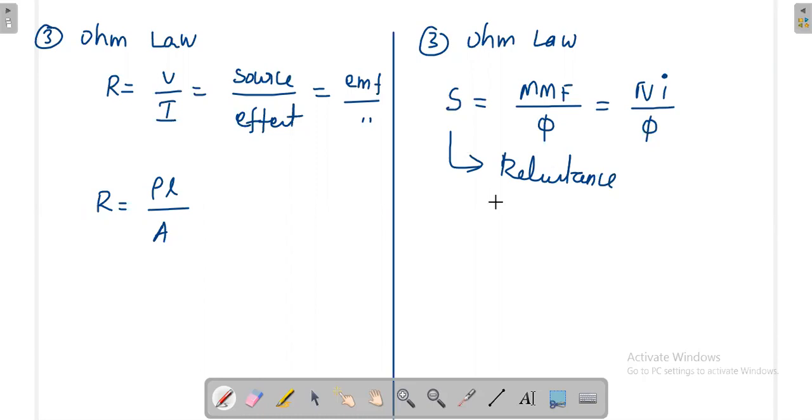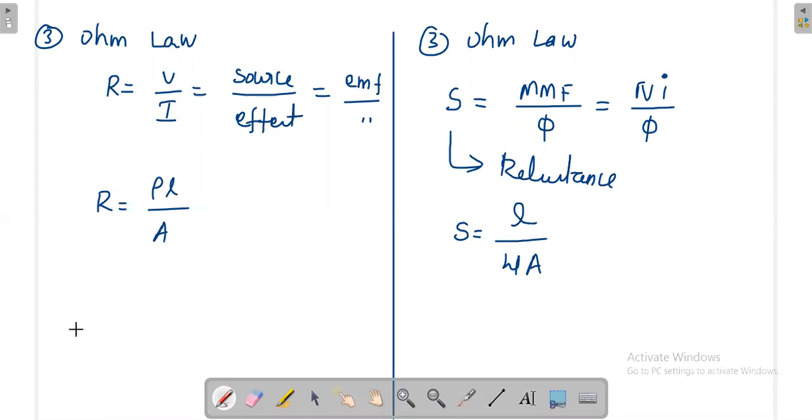Then reluctance is decided by what? The reluctance is decided by length. Again, instead of rho here, you get the permeability of the material, and the cross section remains the same. So S is equal to L divided by mu into A. This may look new to you, but you can correlate from this. Instead of rho in the upward, you are getting mu downwards. Again, L is the same, area is the same.